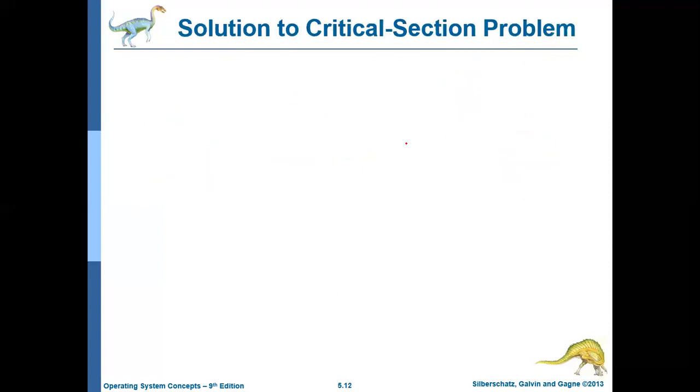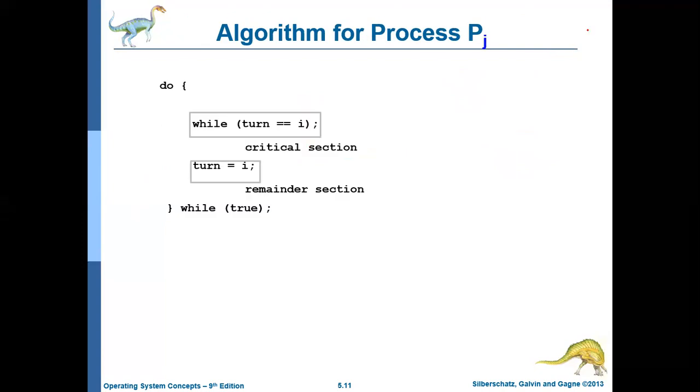Similarly, if you see the algorithm for process Pj, it checks whether currently it is i's turn or not. So I'm j, and I'm checking whether it is i's turn or not. If it is i's turn, then j will wait.